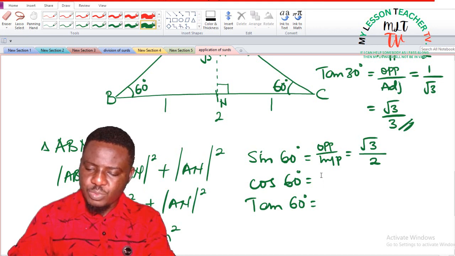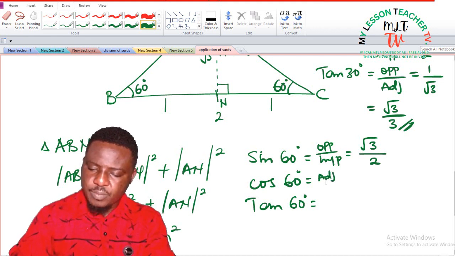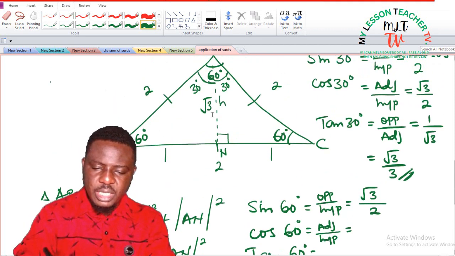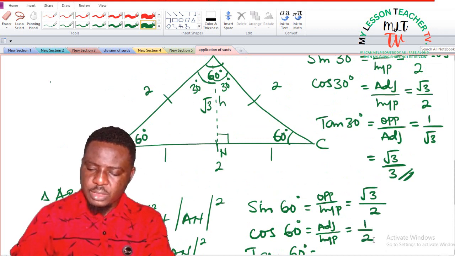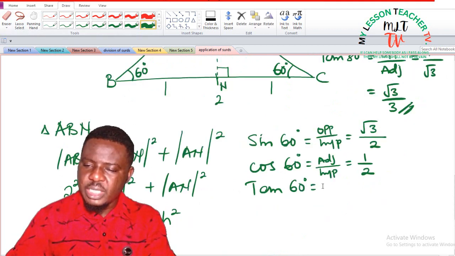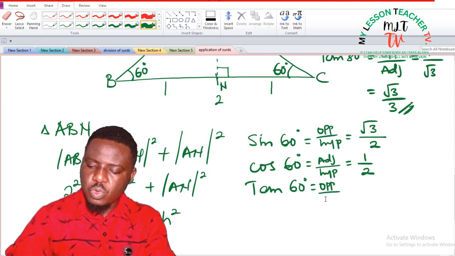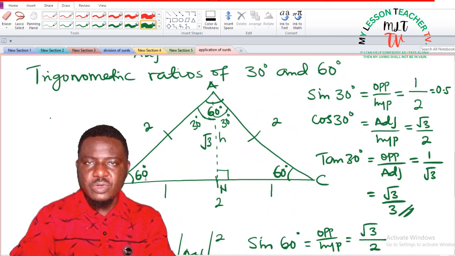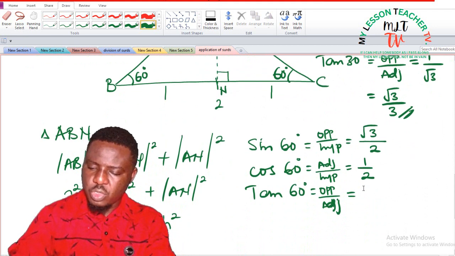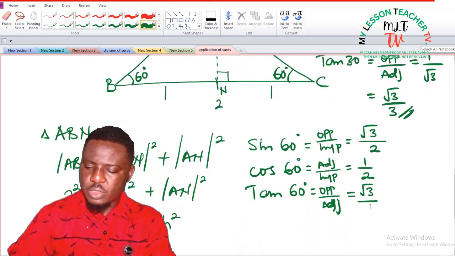While cos 60 degrees is said to be the ratio of the adjacent side to the hypotenuse side. And what is the adjacent side to 60 degrees? If this is opposite, this is hypotenuse, this is adjacent, that gives us 1 over 2. While tan 60 degrees is the ratio of the opposite side to the adjacent side. And the opposite side to angle 60 degrees is root 3. So this gives us root 3 divided by adjacent side 1, root 3 over 1, and root 3 over 1 is root 3.